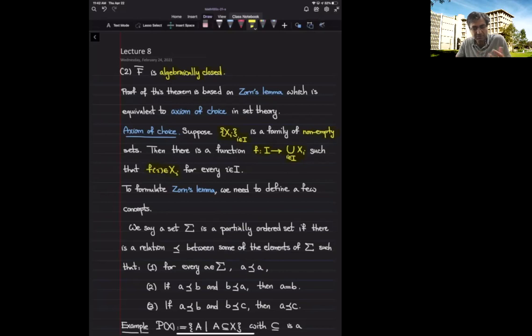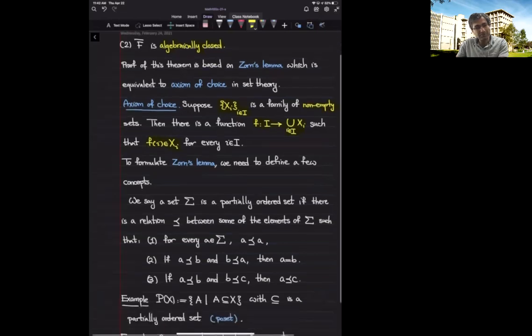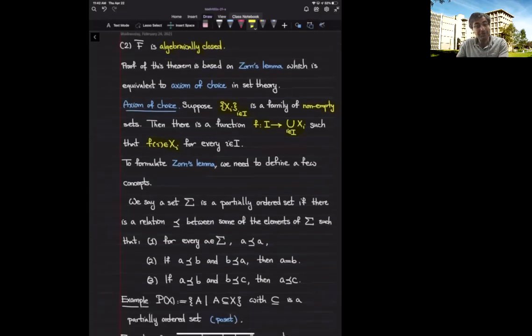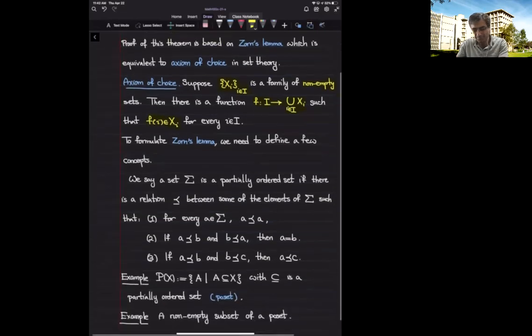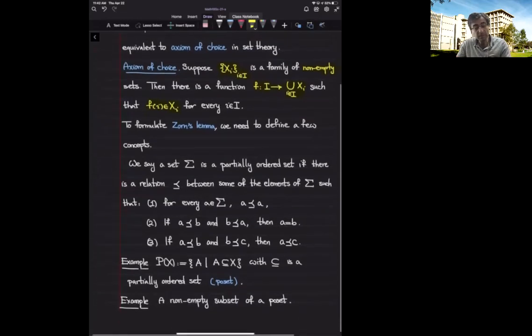As you can see, this is quite intuitive. It seems that it should be true, of course, and that's why it is part of the axioms of set theory. But it has many equivalent forms that are not so intuitive anymore. Okay, so one of those is called Zorn's lemma.